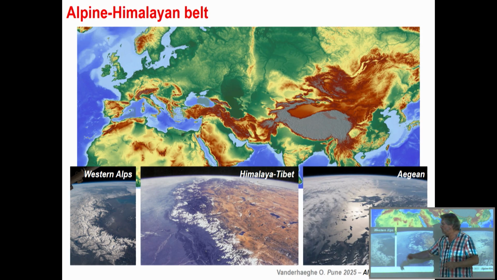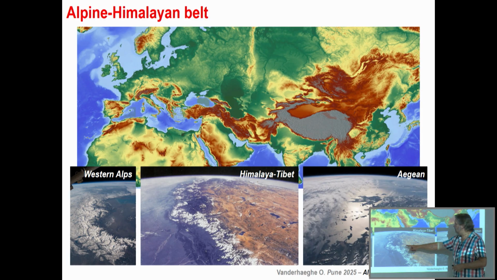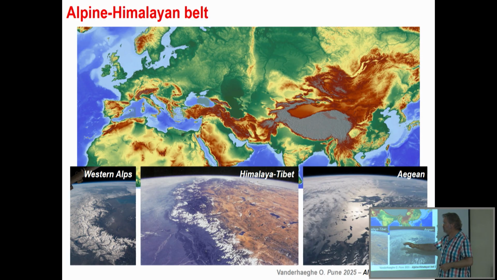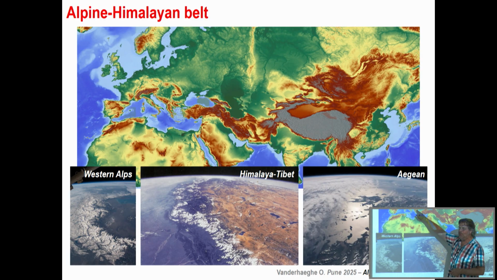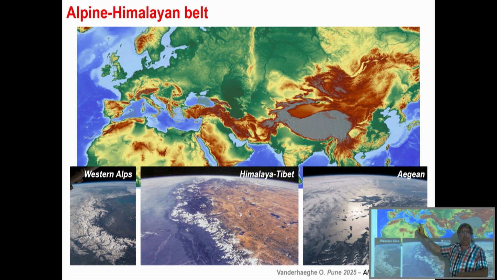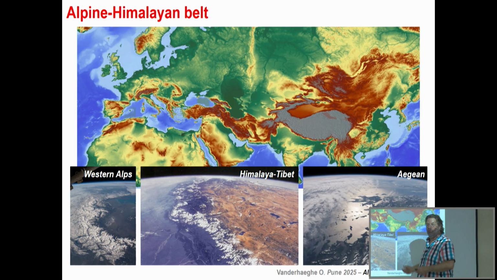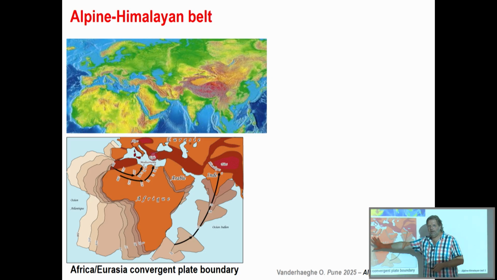The wedge shape, triangular shape mountains in the Western Alps. The Himalaya Tibet represents a plateau, a flat plateau, with an average altitude of 4,000 meters. And the Aegean, wow, where are the mountains? There's a hole in the mountain here. That's going to be a big question. How come in a zone of plate convergence there is a hole in the mountain? And these topographic features formed in the same kinematic environment.